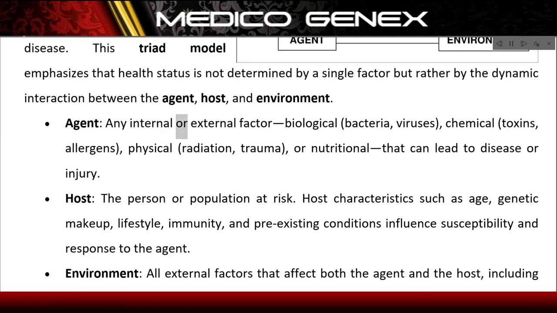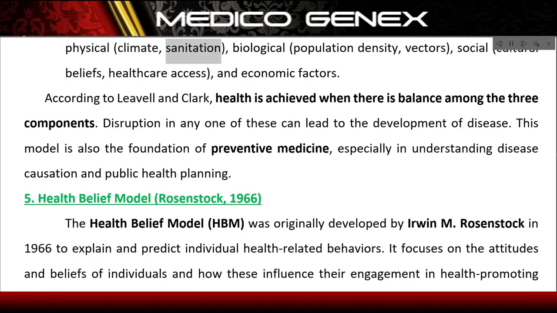Agent: any internal or external factor, biological (bacteria, viruses), chemical (toxins, allergens), physical (radiation, trauma), or nutritional, that can lead to disease or injury. Host: the person or population at risk. Host characteristics such as age, genetic makeup, lifestyle, immunity, and pre-existing conditions influence susceptibility and response to the agent. Environment: all external factors that affect both the agent and the host, including physical, climate, sanitation, biological, population density, vectors, social, cultural beliefs, healthcare access, and economic factors.